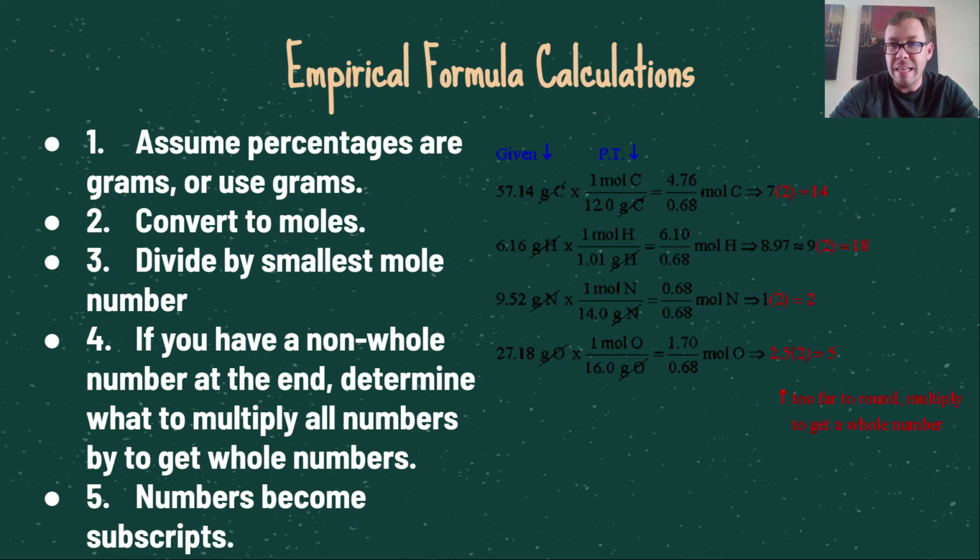And so what we get is 14, 18, 2, and 5, and therefore our formula is going to be C14, H18, N2, and O5, because those numbers at the very end become our subscripts for our empirical formula. Let's go ahead and do one more practice problem, again, together, and see how well you understand this concept.